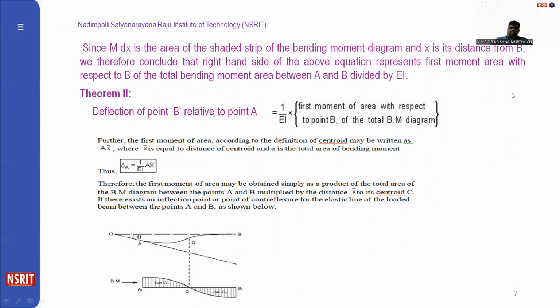Now the second theorem indicates the deflection of point B relative to A. So from B to A, how much is it? It is 1 by EI, the first moment of area with respect to point B of the total bending moment diagram. So delta A is equal to 1 by EI, A X bar, and the curvature will be like this, the bending moment diagram.